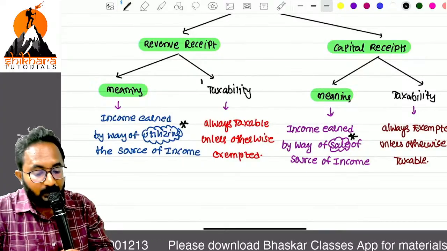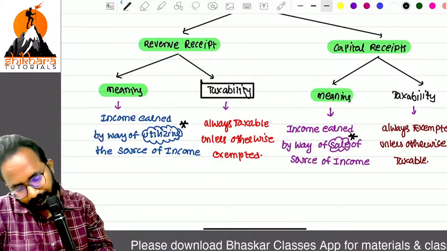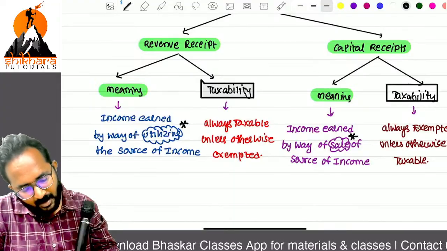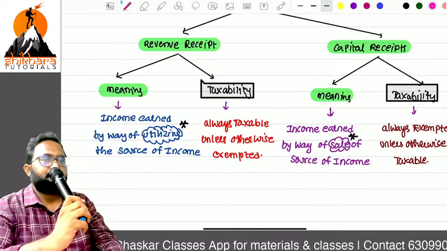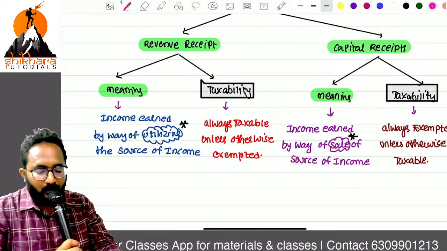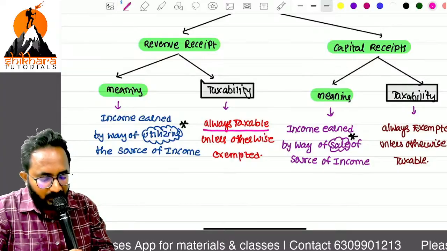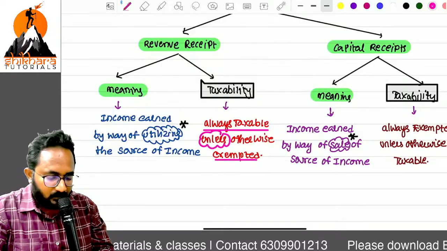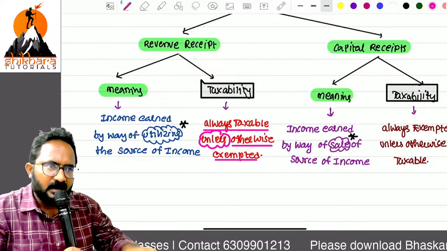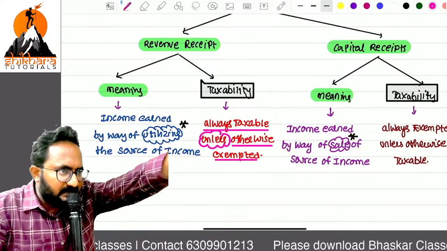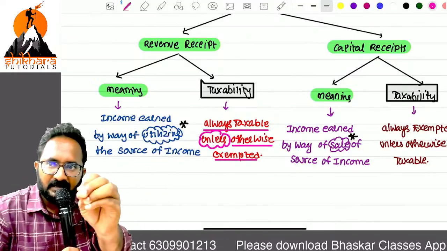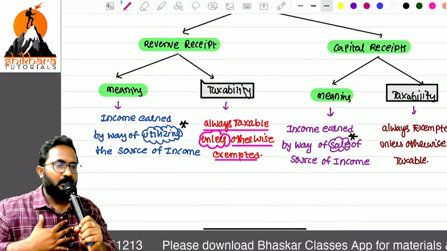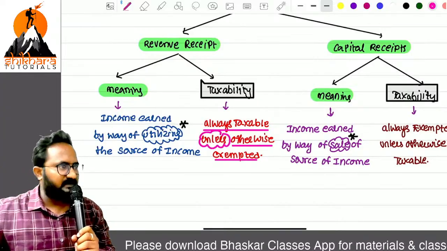So now the important thing is taxability. Revenue receipts are always taxable unless otherwise exempted. Sir, if you have any revenue receipt, it is always taxable. In some cases they will give that exemption. In such cases only, that is exempt. Example I will tell you.